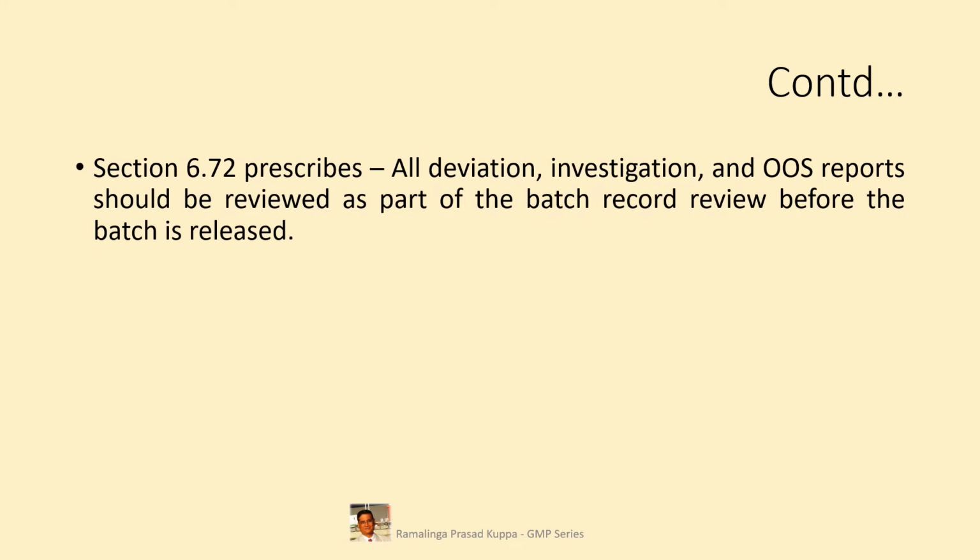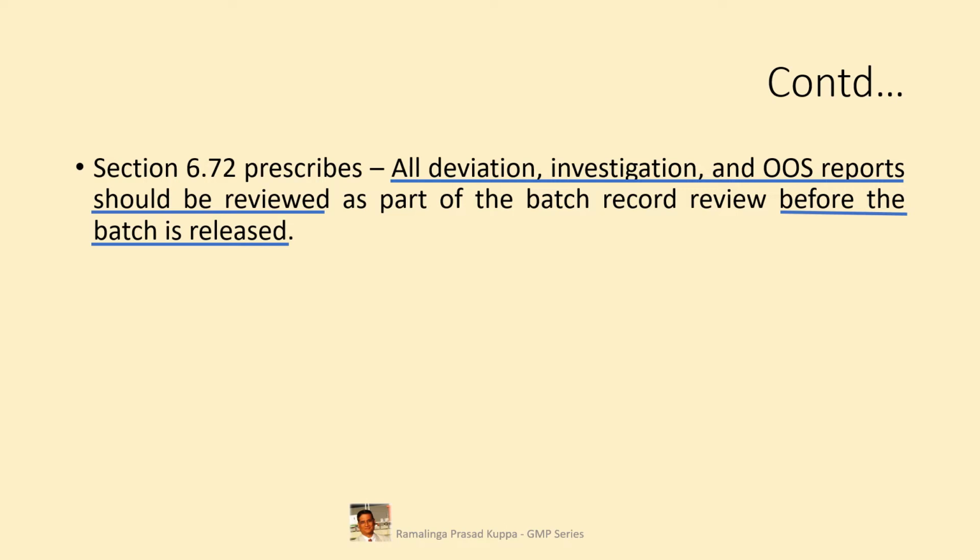Section 6.72 prescribes all deviation, investigation and OOS reports should be reviewed as part of the batch record review before the batch is released. So this section prescribes that all these critical items be reviewed satisfactorily before the batch is released to the market.